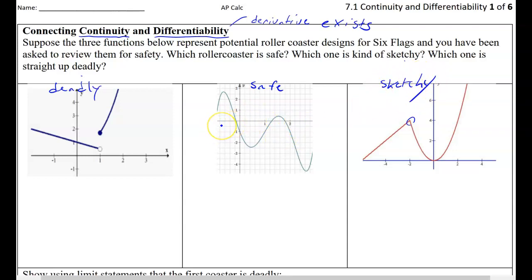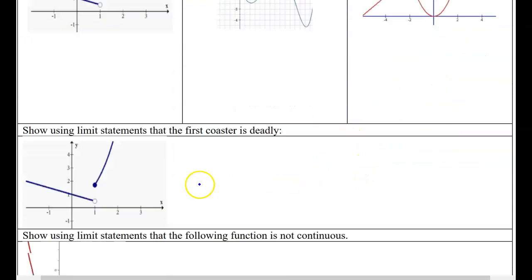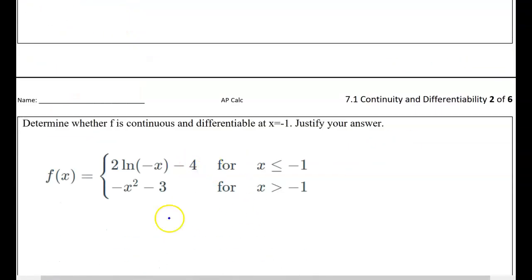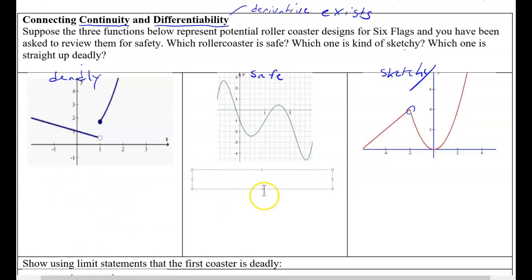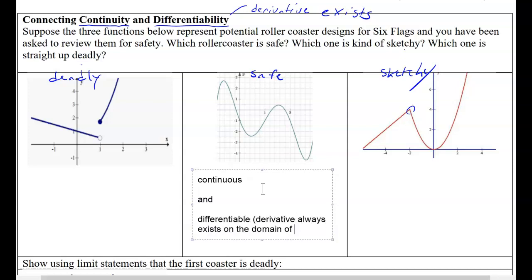Okay? So what we need here is some mathematical ways to describe these properties so that we can then apply them to things like this analytic function that we have here on the next page. So I would describe my safe roller coaster as both continuous, I can draw it without picking up my pencil, and I would describe it as differentiable, meaning the derivative exists everywhere along the curve.